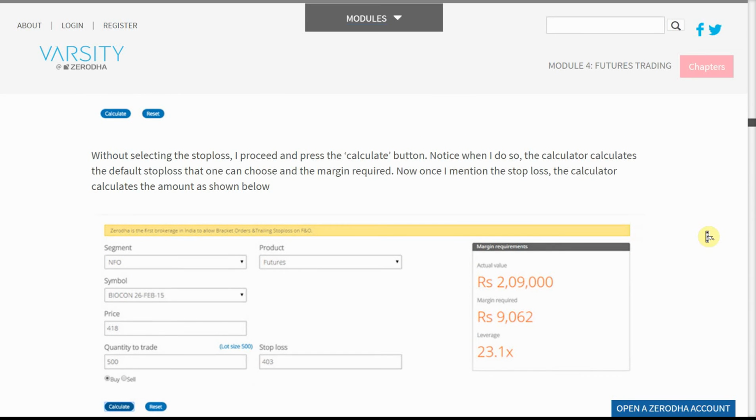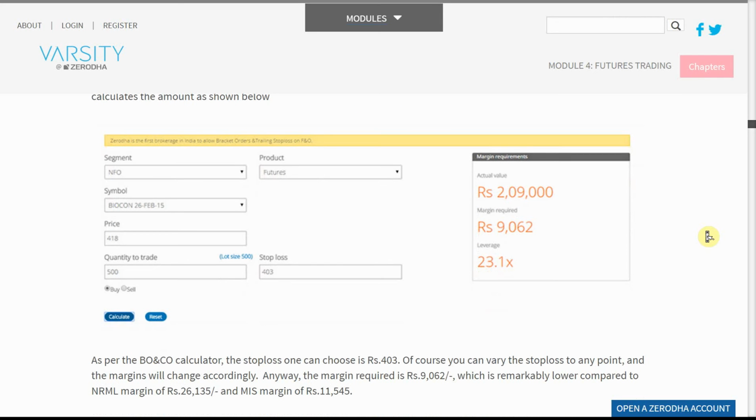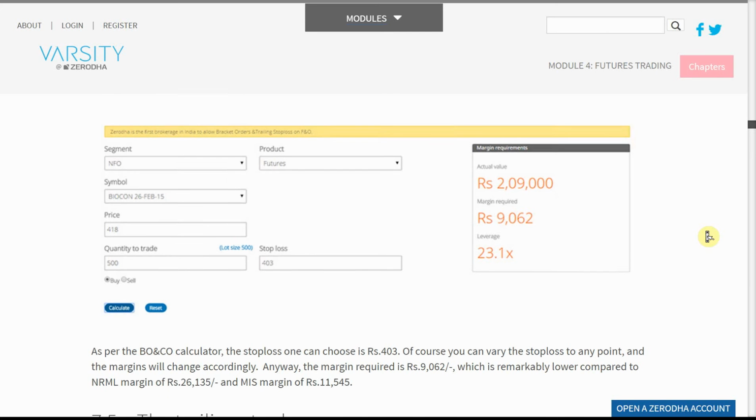Of course, you can vary the stop loss to any point, and the margins will change accordingly. Anyway, the margin required is 9,062 rupees per lot, which is remarkably lower compared to an NRML margin of 26,135 rupees per lot and MIS margin of 11,545 rupees.